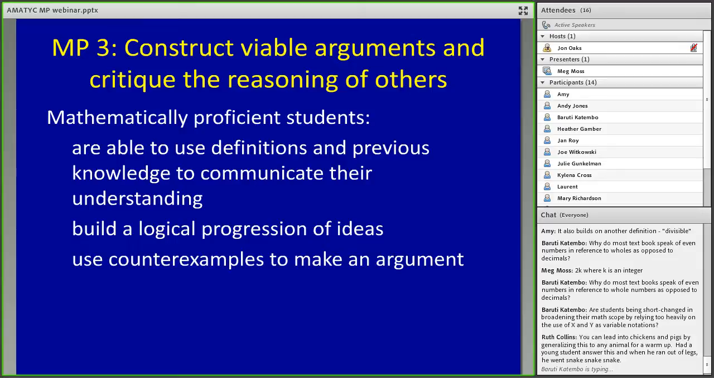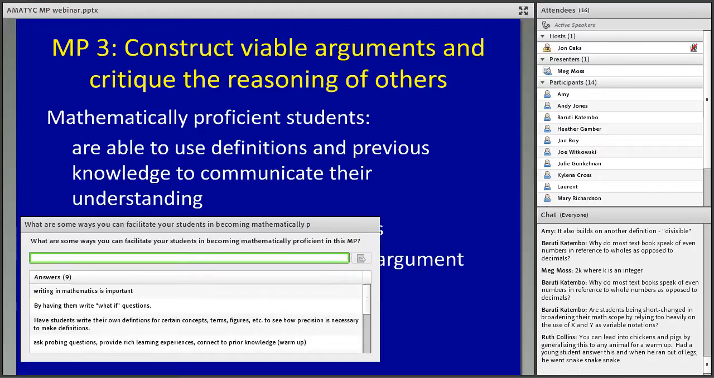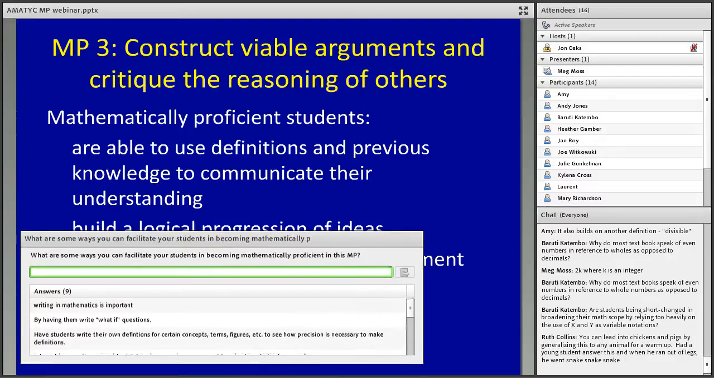I didn't bring up the poll a minute ago, but John, can you bring over that poll again? And let's get people's ideas about how to incorporate this one into our classrooms. Let's take a minute. Share your thoughts.